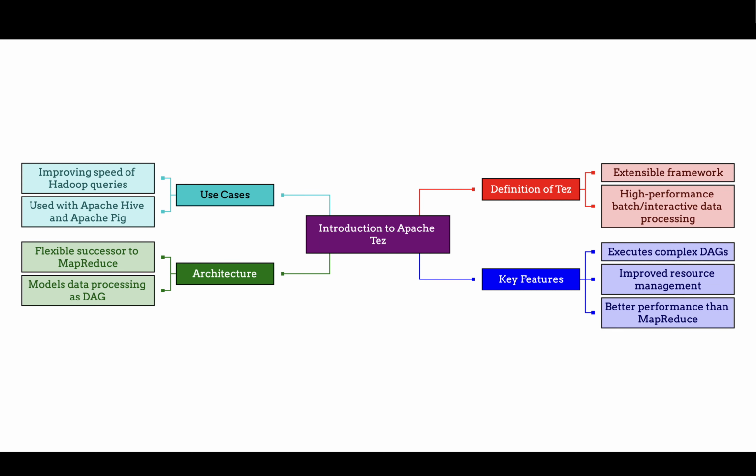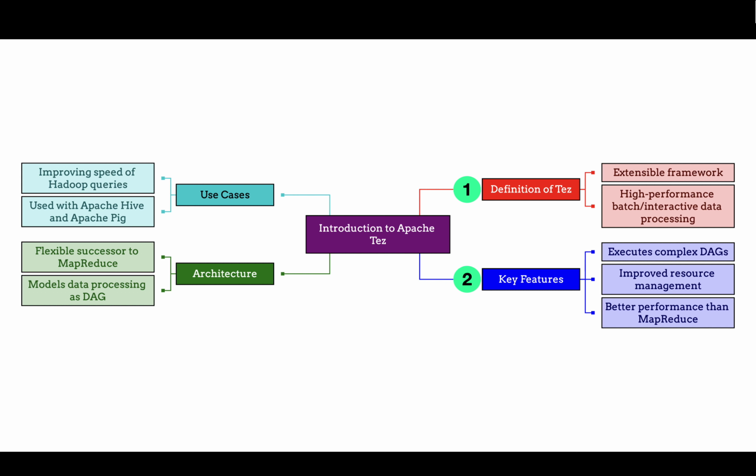Introduction to Apache Tez. 1. Definition of Tez. Apache Tez is an extensible framework for building high-performance batch and interactive data processing applications, coordinated by Yarn and Apache Hadoop. Tez improves the MapReduce paradigm by dramatically improving its speed, while maintaining MapReduce's ability to scale to petabytes of data.